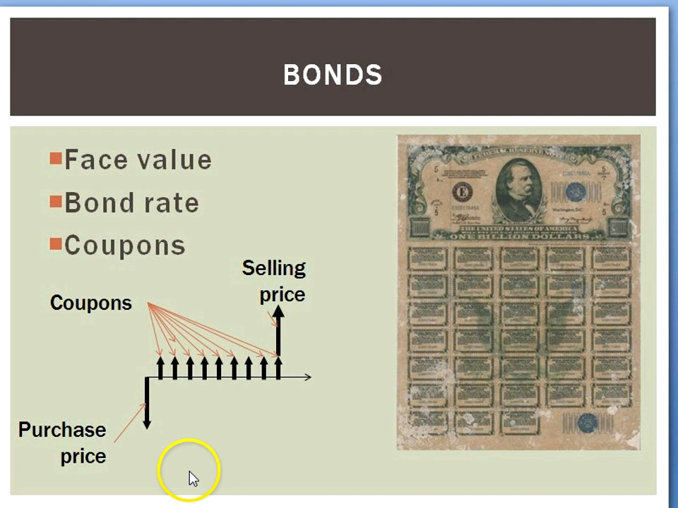And at the end, the redeeming price would be the face value, and the company is committed to pay at the last payment the amount for the last coupon and the original face value. However, the purchase price and the selling price might not always be the face value, and we're going to discuss that.